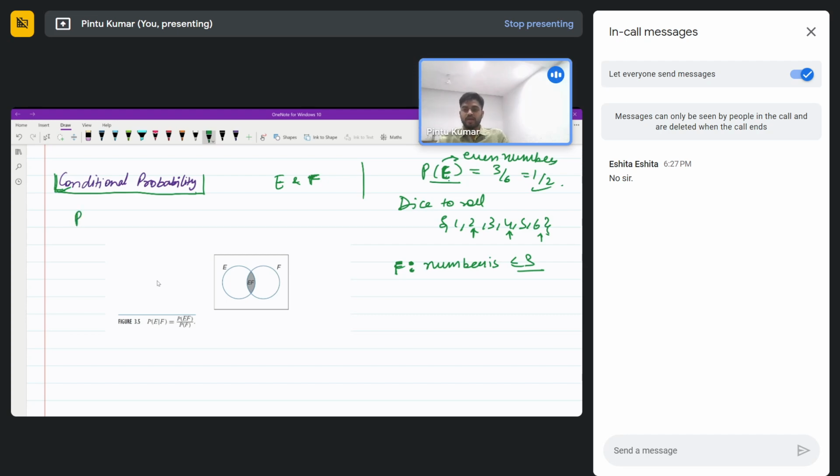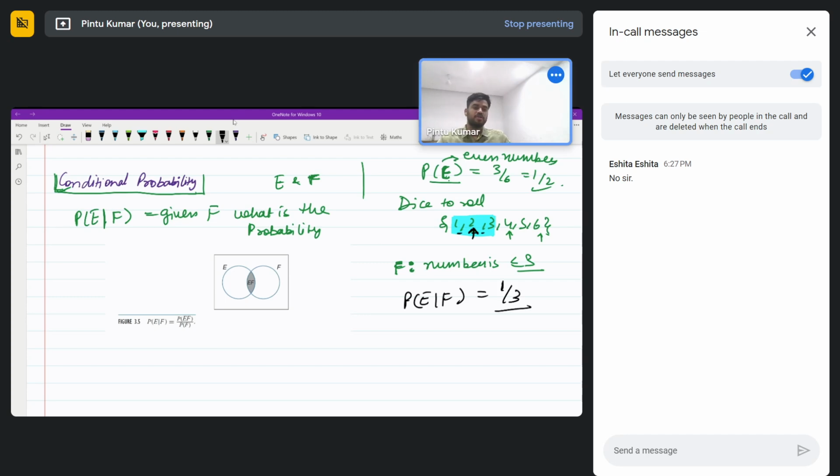So it is represented by this line here. So this means given F, that you have been told that F has already occurred. So you are sure that F has occurred. Then what is the probability of E? Okay. So in this case, you have been told that the number is less than or equal to 3, then you have only one even number over here and you have three choices. So what is the probability of E given F? This would be 1 by 3, right?